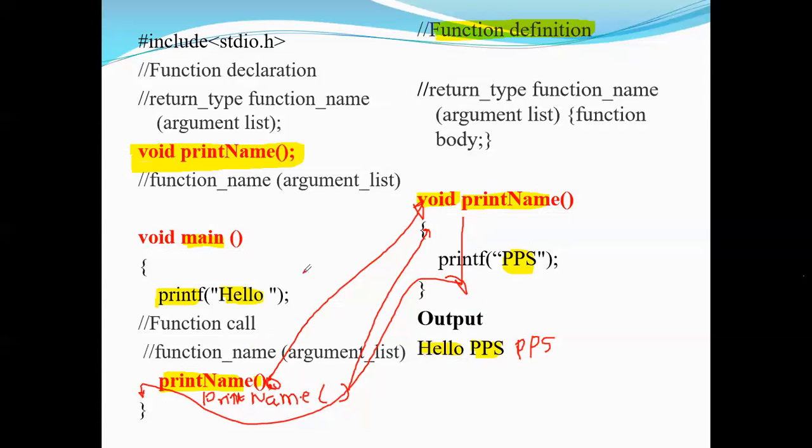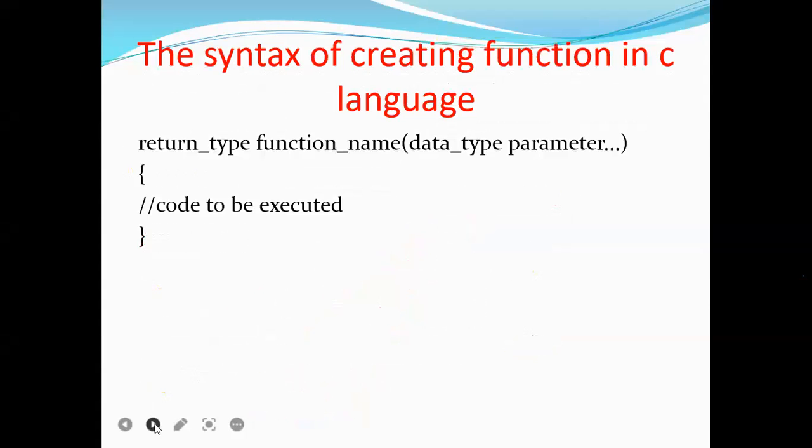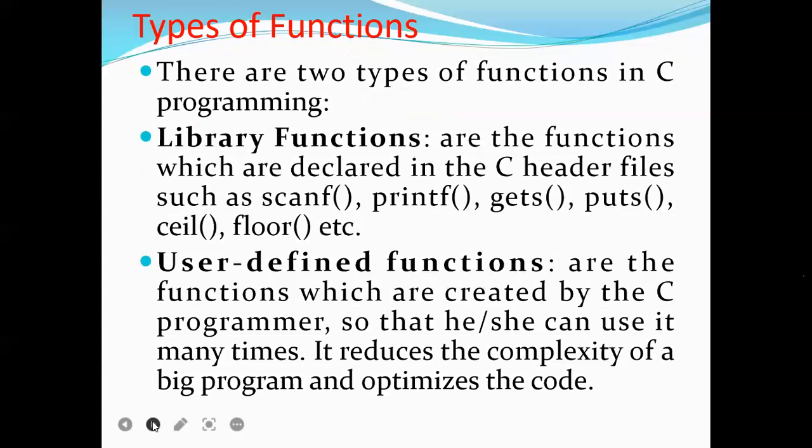In the next class, we'll go through the syntax of creating a function. It was already told: the return type, the function name, and the data type of the parameter, whether it is an integer type or a float type. The type of the parameter should be defined. In the next class, there are two different types of functions in a program: library functions and user defined functions.